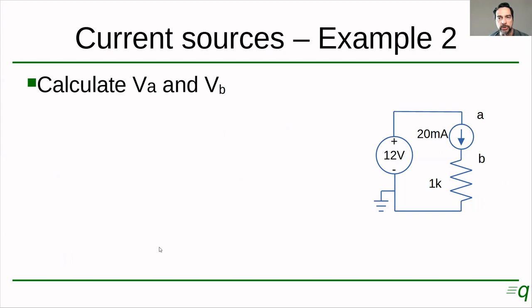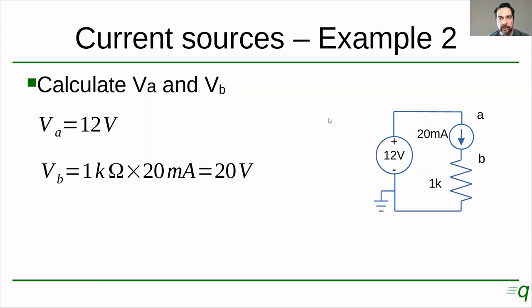Let's consider this other circuit, right? As you can see, it's the same as before, only we moved the current source from this side of the resistor to this side of the resistor. So we want to calculate the voltage at point A and the voltage at point B. The voltage at point A, same as before, is set by the voltage source, right? This is 0 volts or ground. And the voltage here is set by the voltage source at 12 volts.